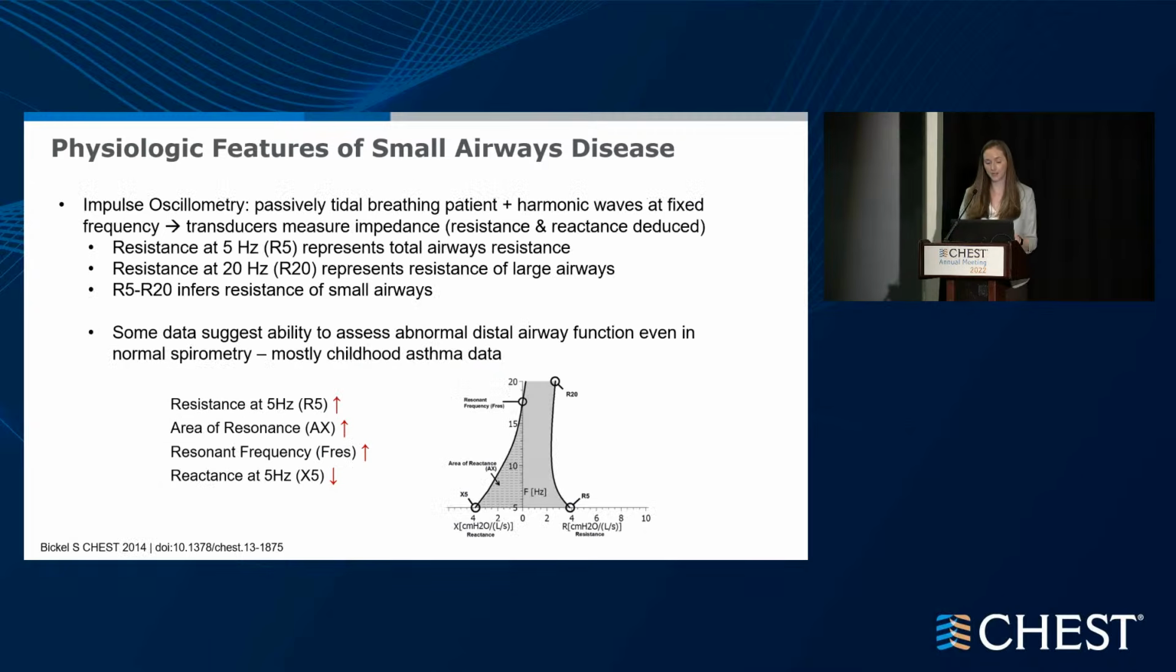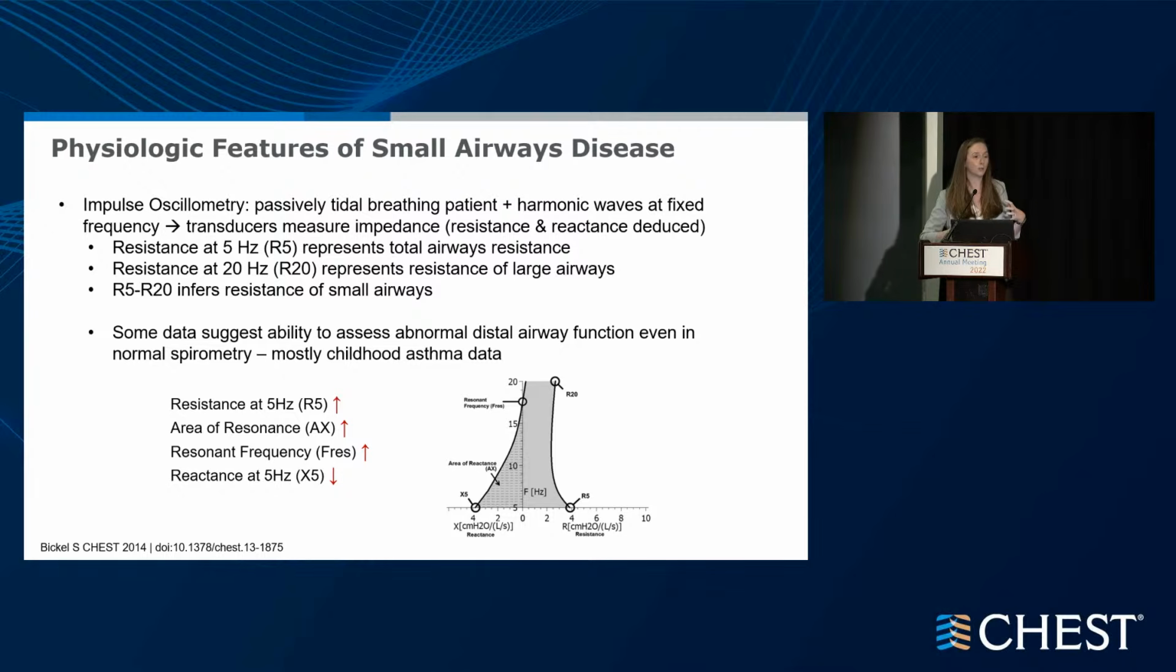So the first is impulse oscillometry. This is an effort-independent modality that's based upon a forced oscillation technique. So here you have a patient who is passively tidal breathing, and pulmonary mechanics are determined by superimposing small external pressure signals on tidal breathing. And that's accomplished by a loudspeaker generating harmonic waves at a fixed frequency through a conduit tube onto the mouthpiece and into the respiratory tract of that patient. Then pressure and flow transducers measure amplitude and phase differences to determine the impedance of the respiratory system. And from that, reactance and resistance is then derived.